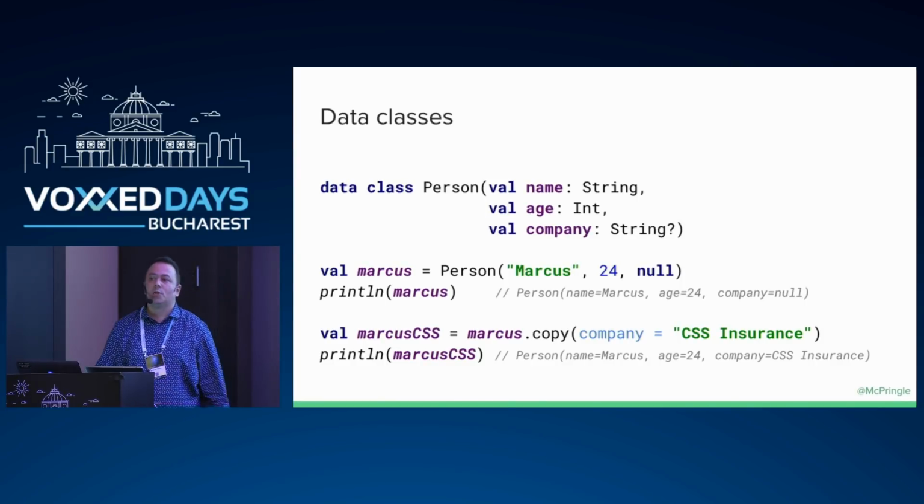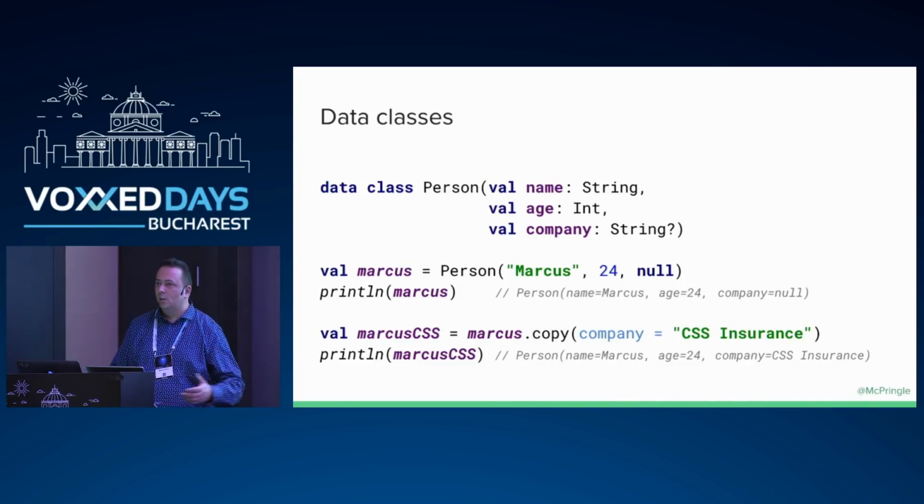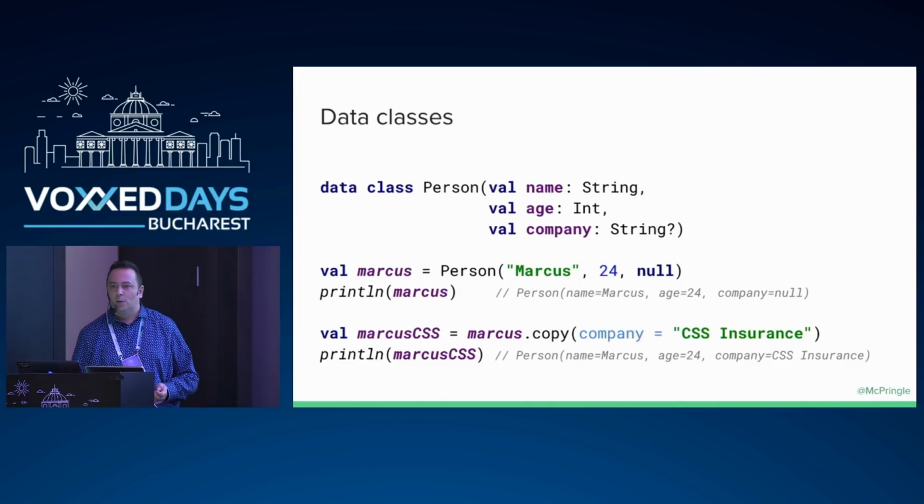It will generate a toString method for me. So if I just println the variable, it will print this here, the name of the class, and in parentheses the values. So I have a very nice readable toString method. Of course, it will implement equals and hashCode as well, automatically by the compiler.